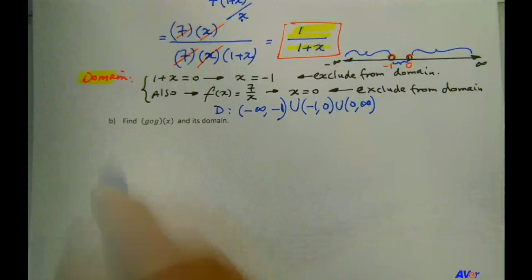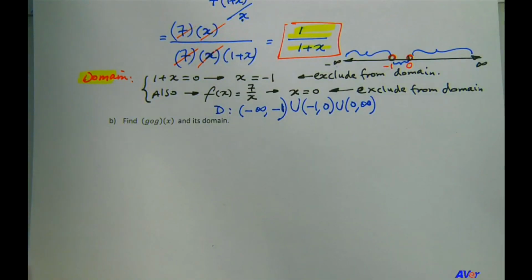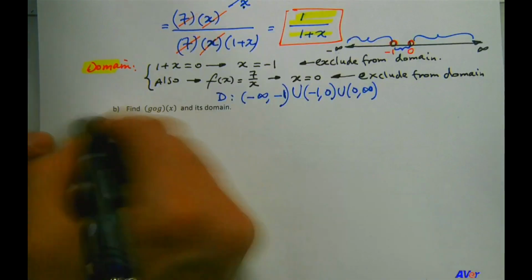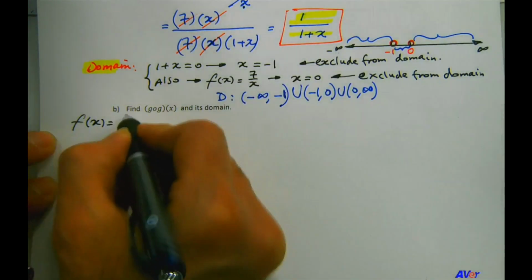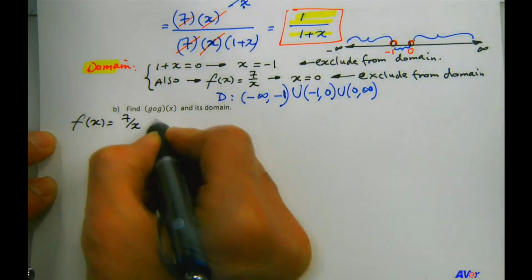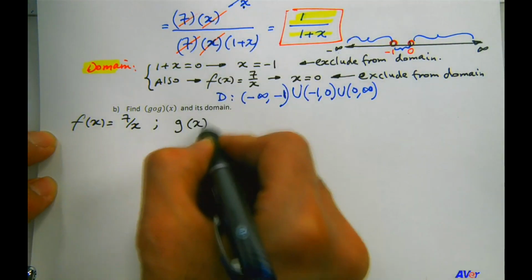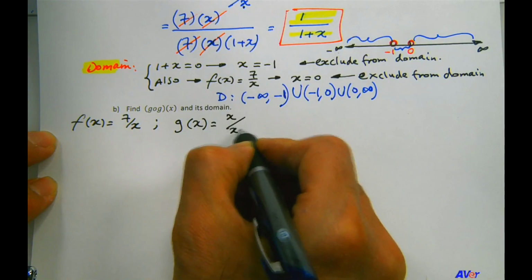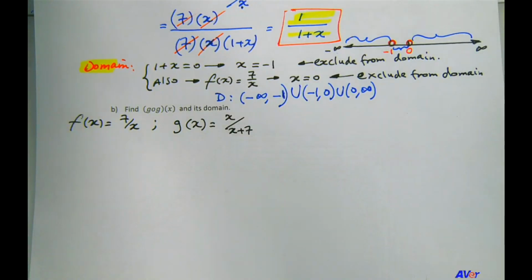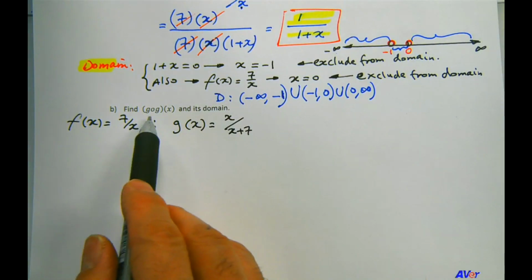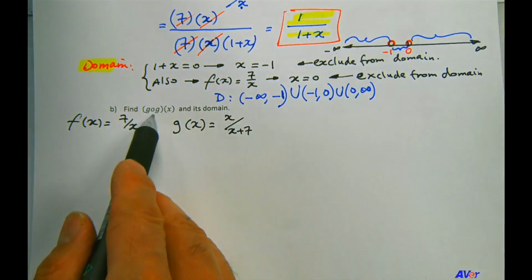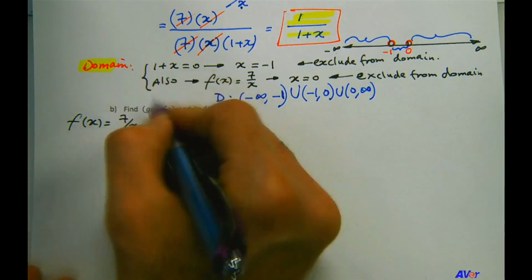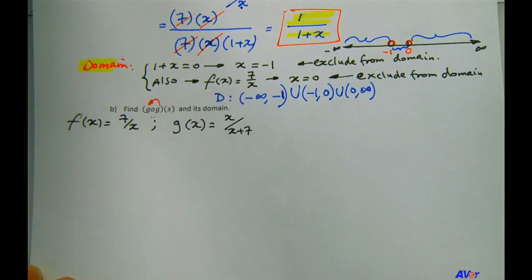Okay, so part B, let me write down the functions here because they're off the screen. Function f is 7 over x, and function g of x is x over x plus 7. So now it says take the composition of g with itself. G with itself, right? That's what that is saying. G embedded or replaced in itself.